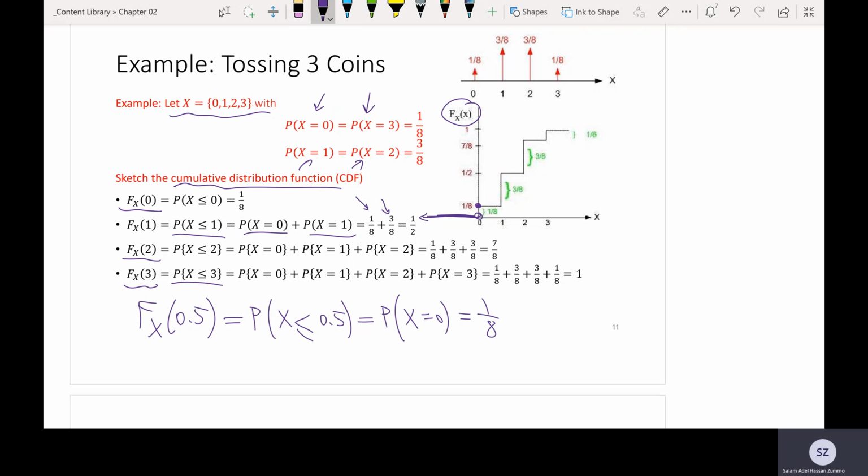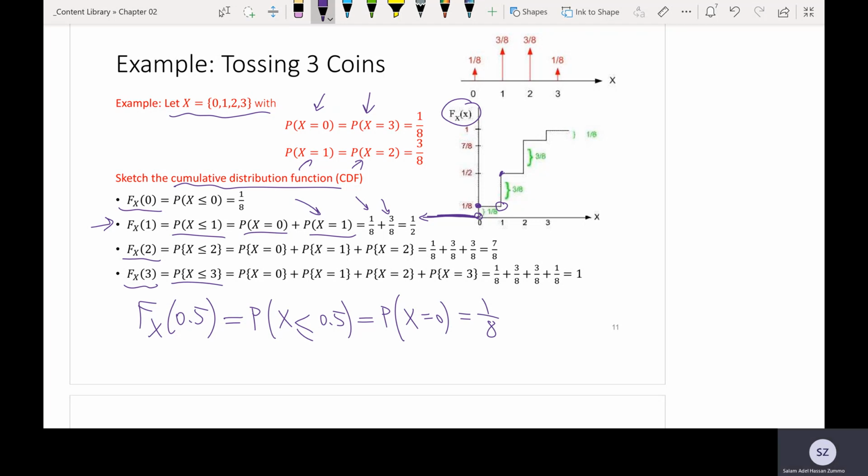The same for the next question. What is F_X of 0.9? 1 over 8, right? F_X of 0.99, F_X of 0.9999999. Until now, I did not reach 1. So it's open here. And once I hit the 1, the event changes. F_X of 1 becomes different. F_X of 1 is the probability that x is less than or equal to 1, which includes x equals 1. So it's open here, closed here, and the value of F_X at 1 equals 1 over 2.